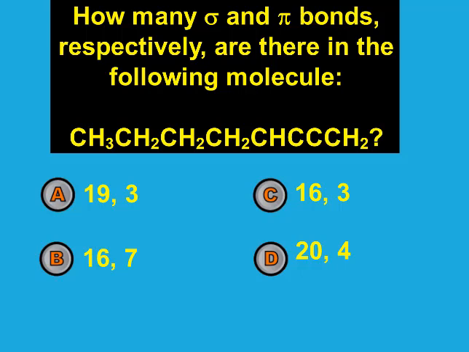Here's another one where you're trying to figure out your sigma and pi bonds. The thing that makes this one a little bit tricky is the first thing you've got to do is redraw this molecule so you can see the sigma and pi bonds. To do so easily, I would count the number of carbons. I have 1, 2, 3, 4, 5, 6, 7, 8. And I would draw that carbon skeleton. 1, 2, 3, 4, 5, 6, 7, 8.